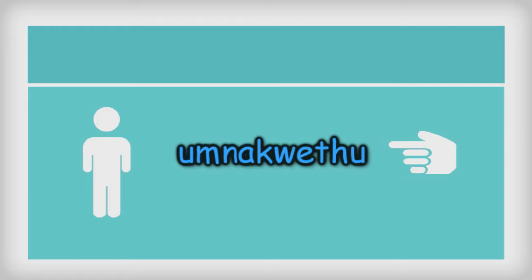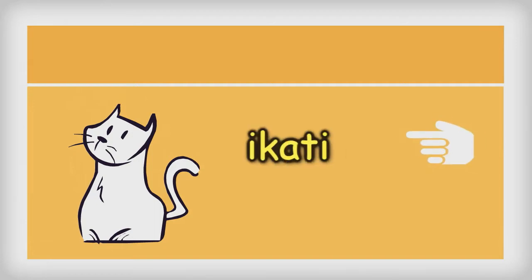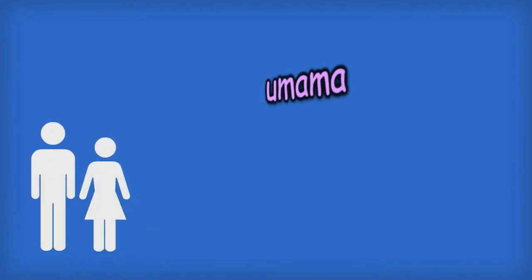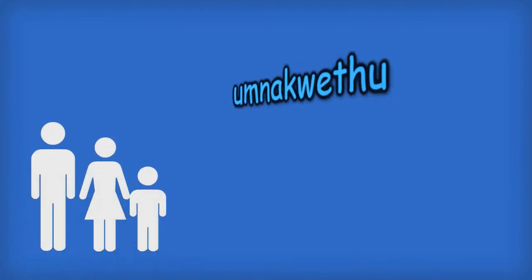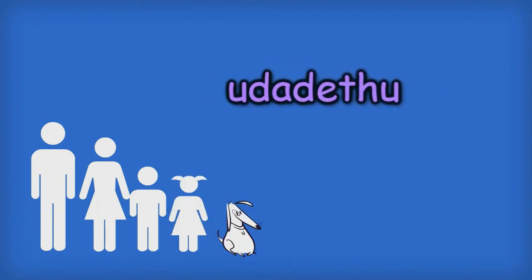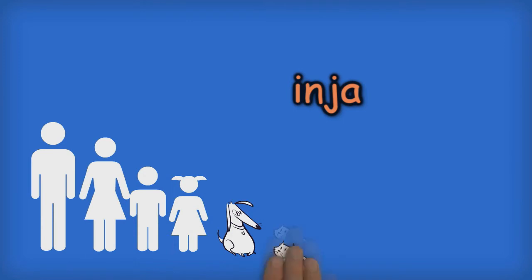That's right, umnakwetu. Now in this family, there is also a cat. What is the word for cat in isiXhosa? Ikati. That's right, ikati. And what is the word for dog in isiXhosa? Inja. Very good, inja. So we have utata, umama, umnakwetu, udadetu, inja, and ikati.